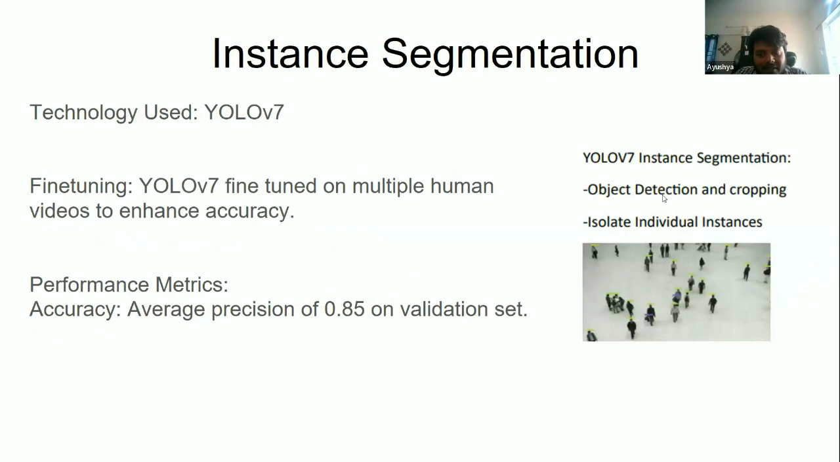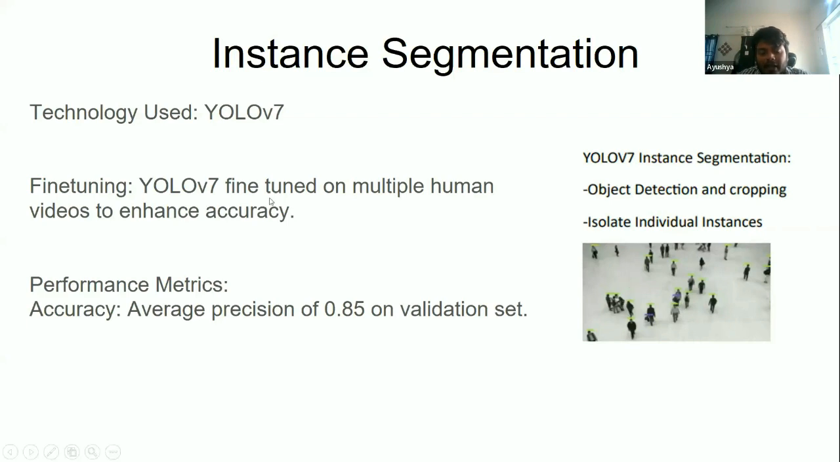The next step is instance segmentation. Instance segmentation is the step wherein we convert an image into smaller images which contain instances of humans. Let's take an example of this video. Here we do object detection and crop isolated individual instances. Considering there are at least 25 humans here, we will have 25 extracted images from this single image, and all these images are then stored in the memory.